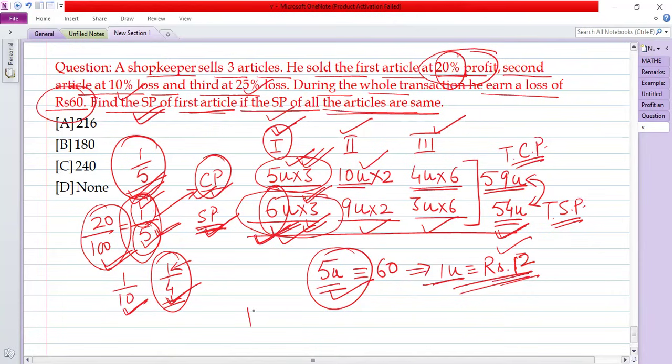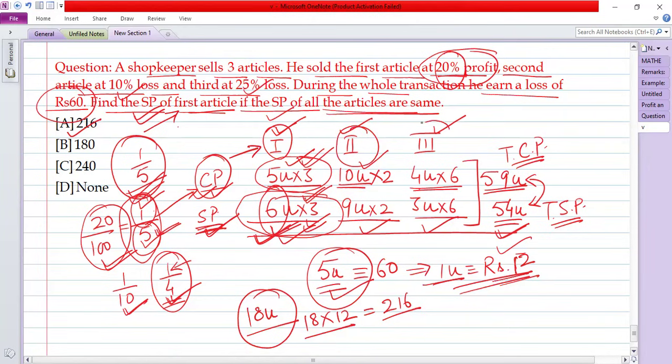And the selling price of first article is 18 unit. So what will be the selling price now? 18 into 12, that will be 216. So the option is correct. Okay. Here the selling price of first article was asked, but actually the cost price of first article, cost price of second article, cost price of third article, selling price of second article, selling price of third article, anything may be asked.